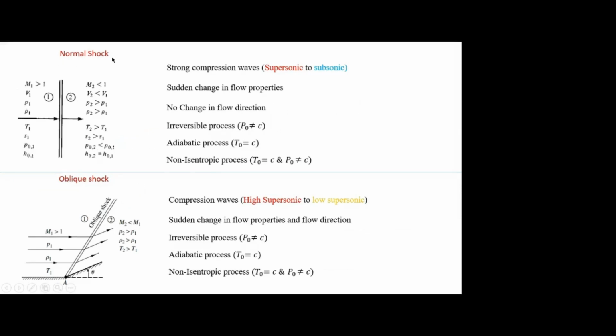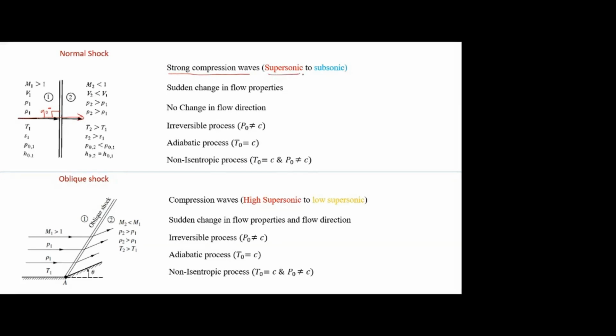First one is normal shock. Why this name comes means, always it will be normal to the flow direction. Okay, this is the flow direction. And the wave is normal to the flow direction. That's why this is called normal shock. And it is a strong compression wave. The strength is very high. So the compression rate also very high.